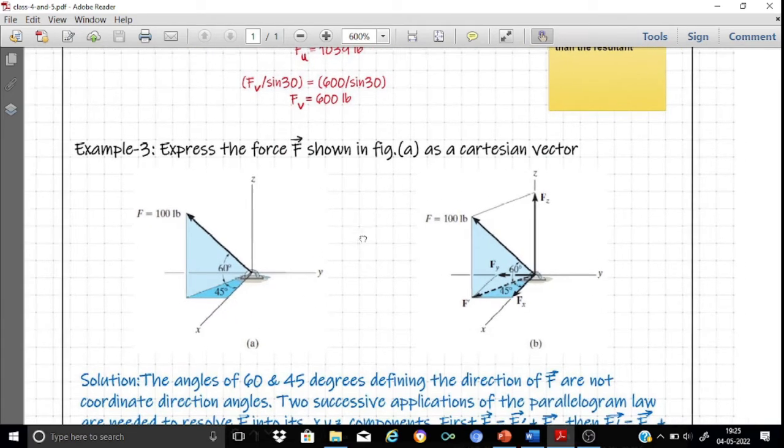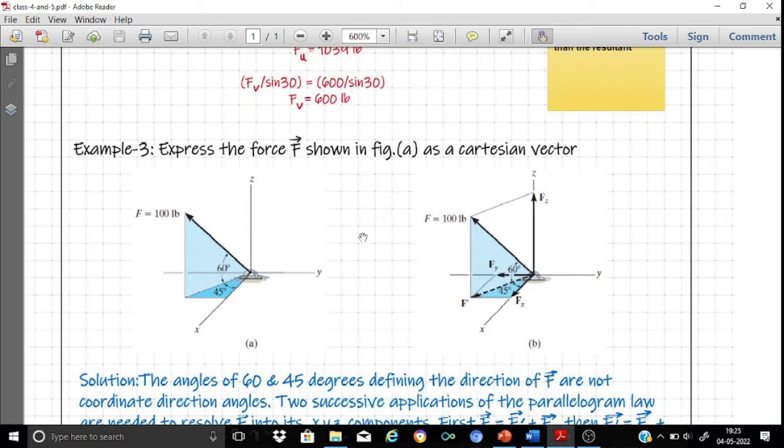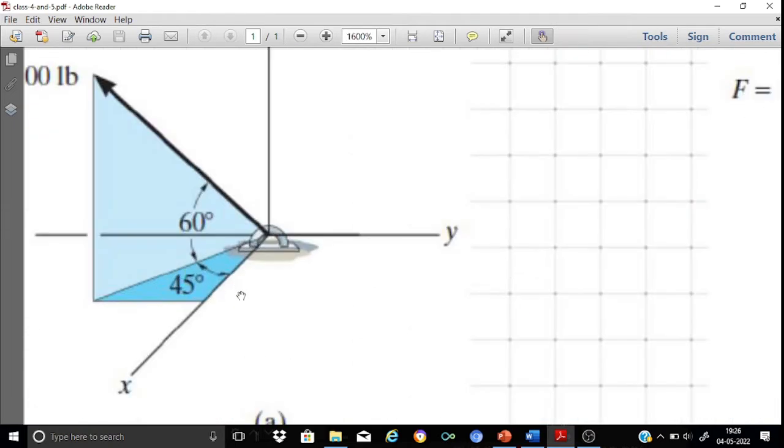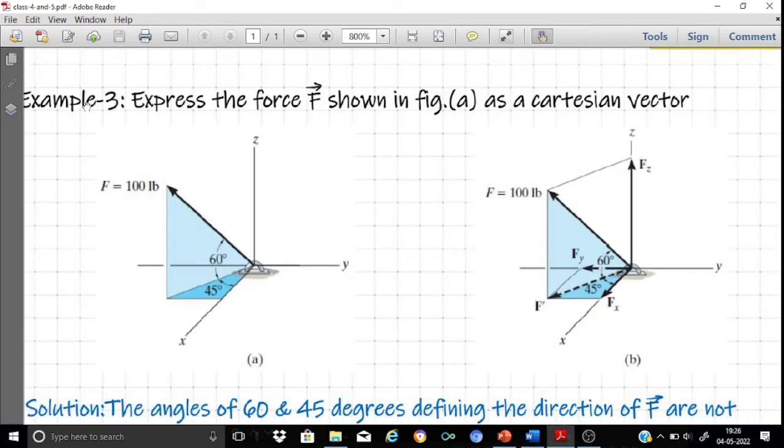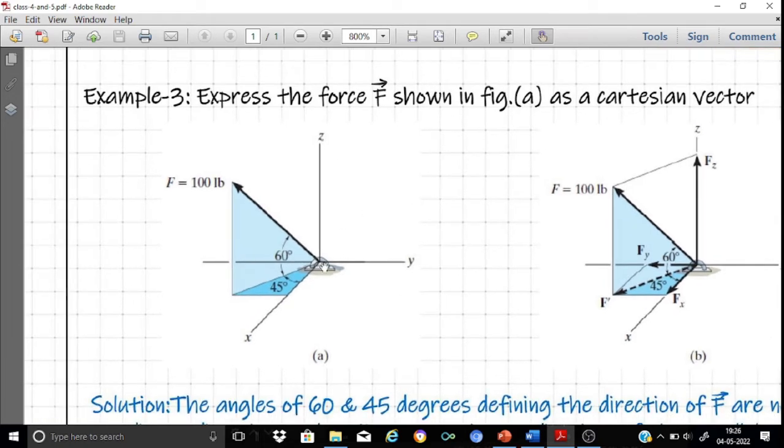Now coming to example 3. Example 3 shows the procedure to be used in order to express a given vector in the Cartesian format. Look here. The problem says express the force F as a Cartesian vector. This is my XYZ axis and here is my 100 lb force.